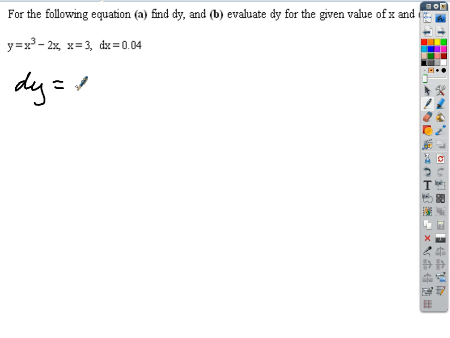Minus 2. Okay. Plug in x and times it by dx. Yeah, that's it. Plug in x and dx and you're done. No big deal. But that's the power of this. It's pretty easy to calculate dy, but dy is a good approximation of how much the function has changed.